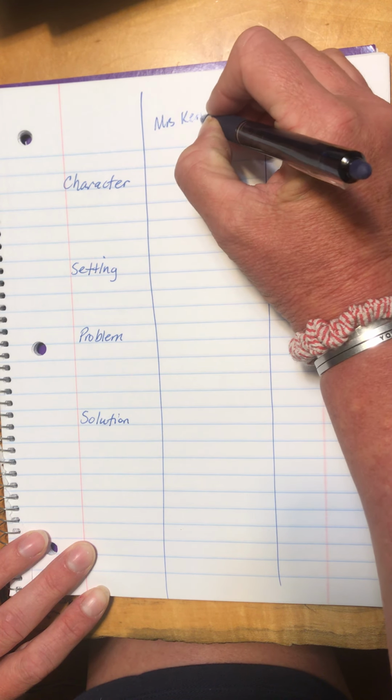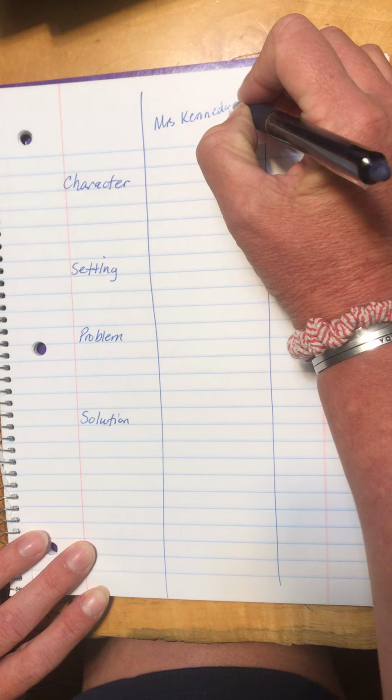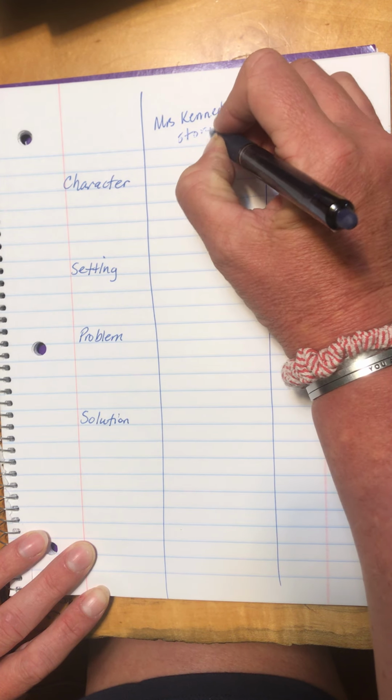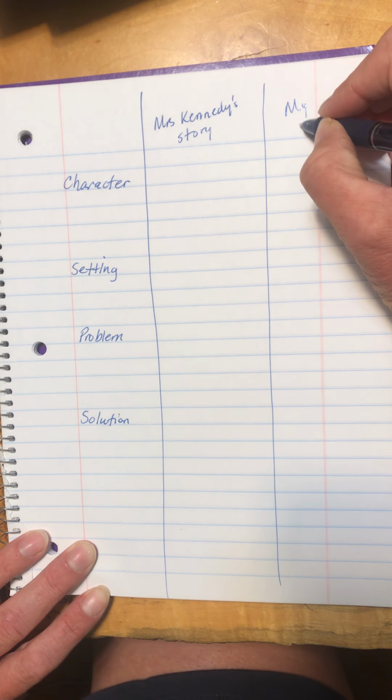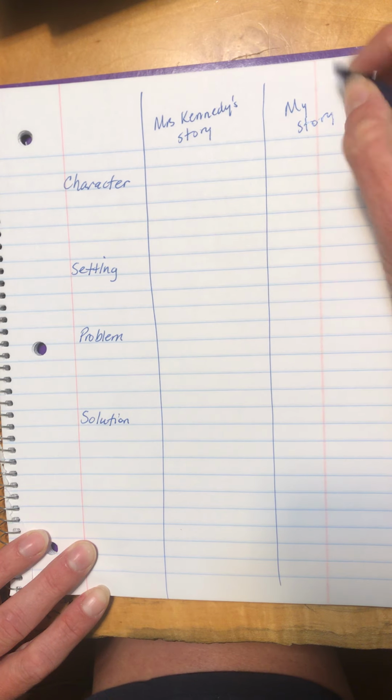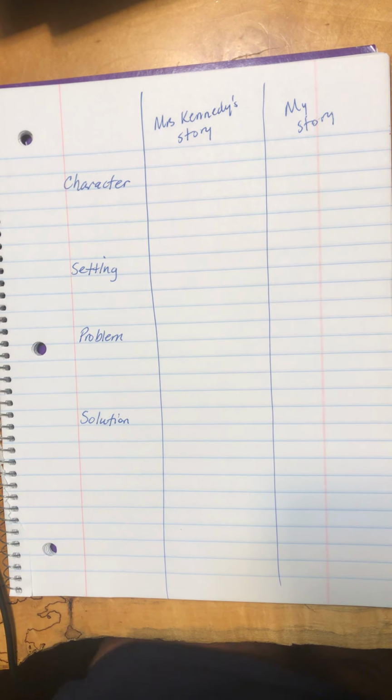So the next thing we're going to do is over here, we're going to write Miss Kennedy's story. And then over here, we're going to write my story, because we're going to read the story that I wrote, because when I was looking at your totally amazing summer stories, I realized a couple of things. I realized that I should have narrowed that topic down a little bit more, because it was very difficult, if not impossible, to write about your whole summer.